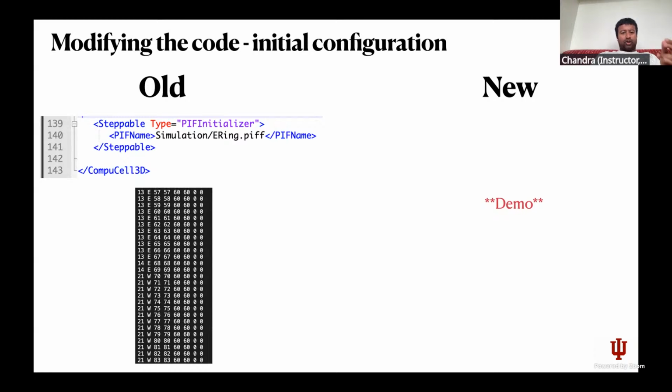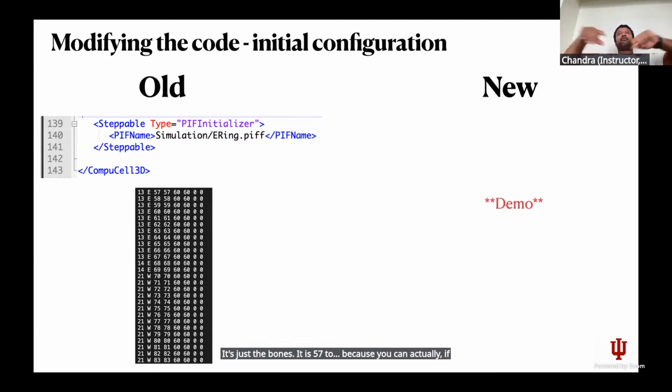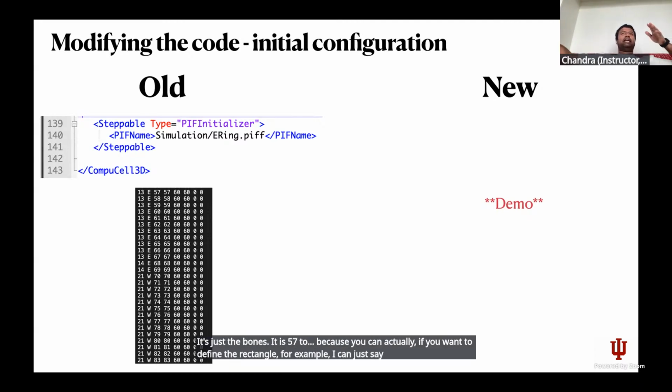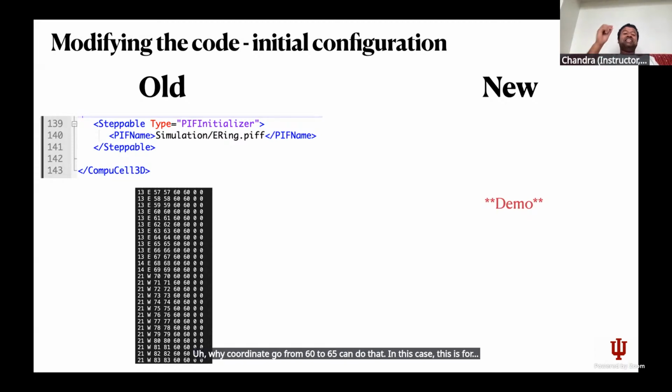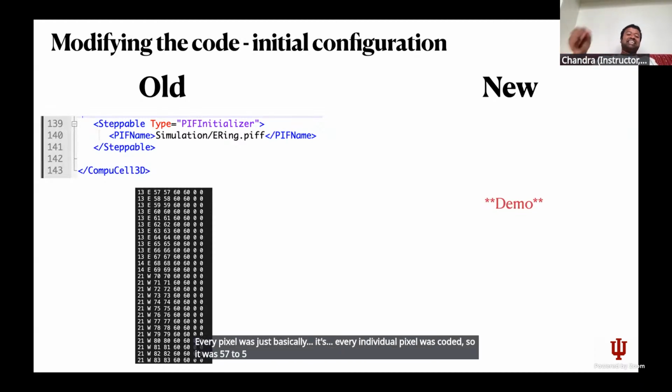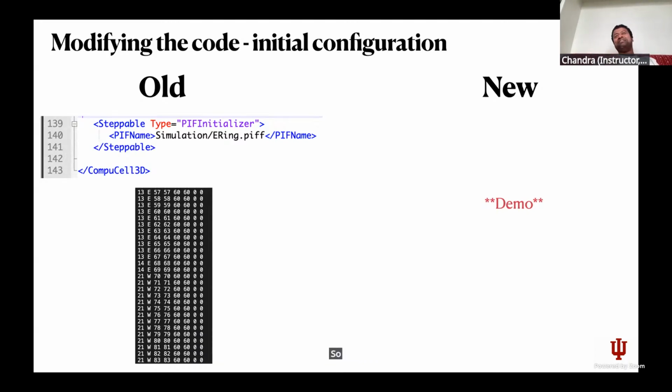X. Oh, sorry, it's just the bounds. It is 57 to, because if you want to define a rectangle, for example, I can just say 57 to 60, and for the y coordinate go from 60 to 65. I can do that. In this case, every individual pixel was coded. So it was 57 to 57, 60 to 60, and the z coordinate was 0 to 0. So this is, yeah, it's funny when I think about it.